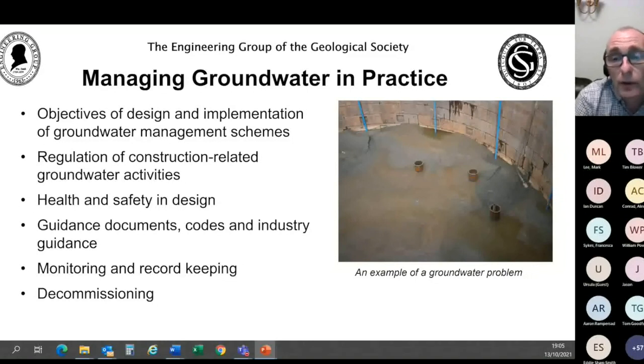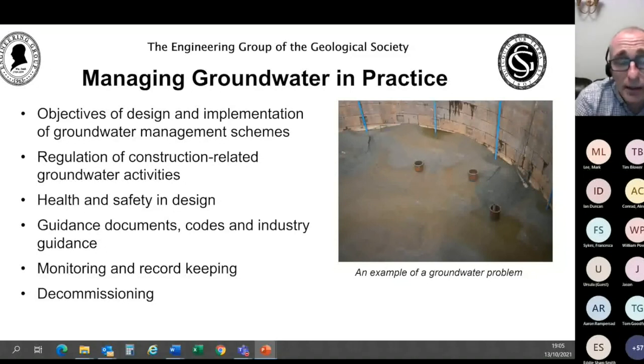So many of you will know that, for example, in the UK, in all parts of the UK, you need to obtain permissions to carry out various forms of groundwater dewatering. And the regulators are, for example, in Scotland, SEPA, or Natural Resources Wales in Wales, and so on. This chapter also discusses how groundwater control and instability might be influenced by health and safety in design, and how health and safety might influence the ground control. There's the discussion of groundwater guidance documents, codes and industry standards. Obviously, the chapter and the whole book has a UK focus, but we do discuss international examples as well.